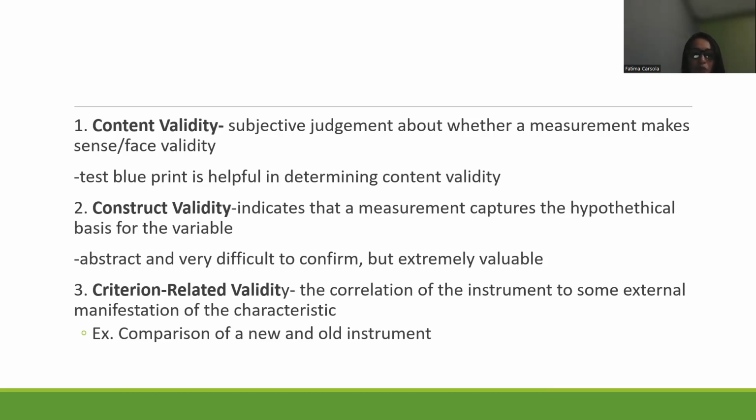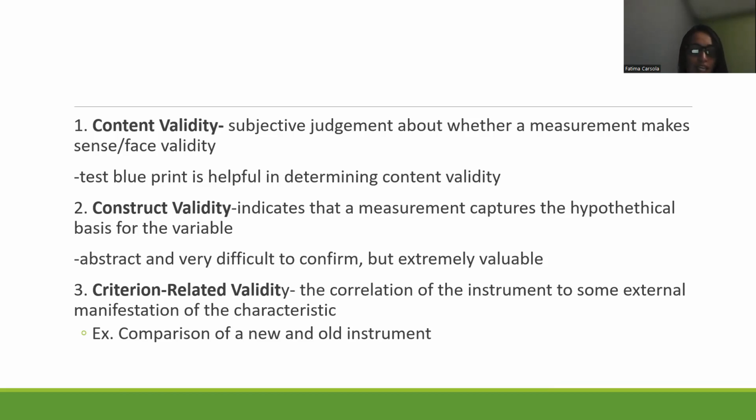You also have what we call construct validity. It indicates that the measurement captures the hypothetical basis for the variable. Again, this type of validity is very abstract. It's very difficult to confirm, but it is very valuable. Why? Construct validity may be the most important type of validity test to ensure that the results represent reality. Researchers can take years to validate the constructs represented by an instrument.